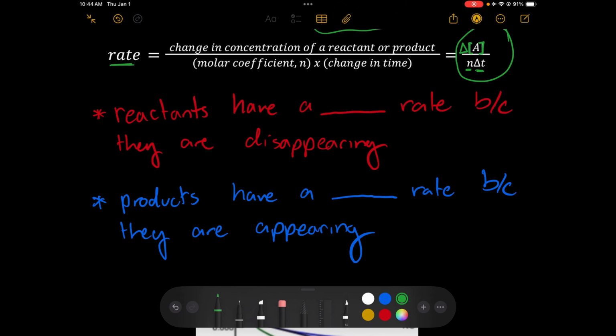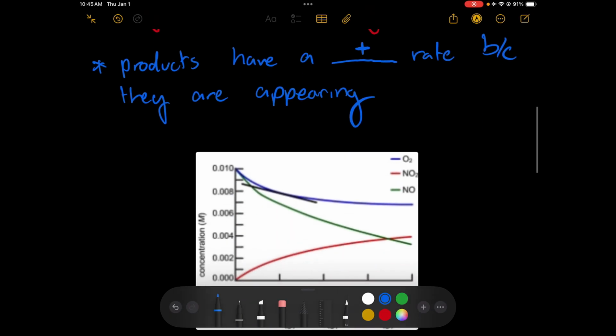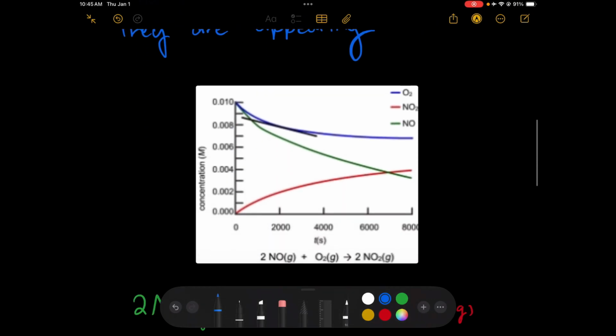Now, reactants are always going to have a negative rate because they are going to disappear if the reaction is moving forward. Products are always going to have a positive rate because they are appearing as that reaction moves forward. And generally speaking, we define reaction rate in terms of the forward reaction. Another way you can look at it besides that fraction thing that I just showed you is you can look at it graphically as well, which might be easier for some of you to follow.